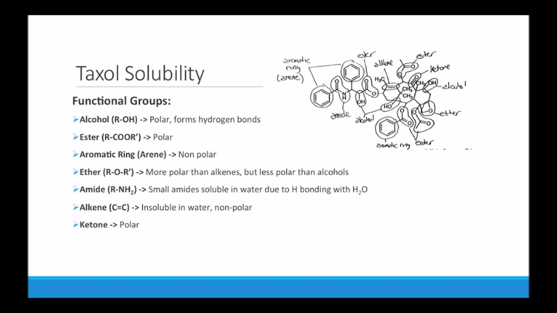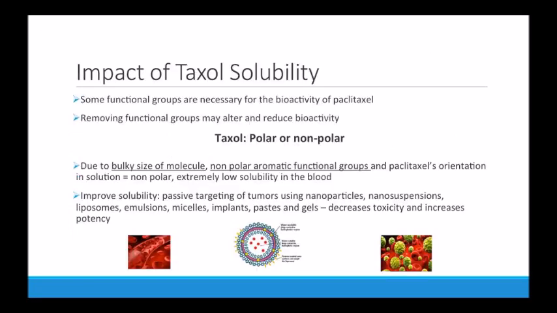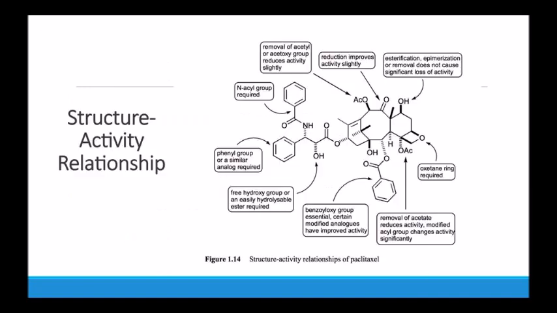As you can see here, there are a range of functional groups. The majority of them are nonpolar, and although there are polar molecules, due to the bulk and arrangement of the molecules, it is overall nonpolar. There are ways to improve taxol solubility through various pharmaceutical methods. And just to recap, if you add, remove or replace functional groups, you can alter its bioavailability.